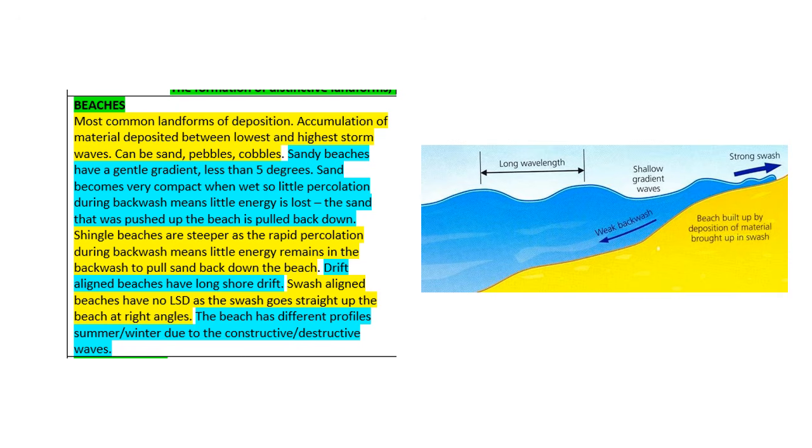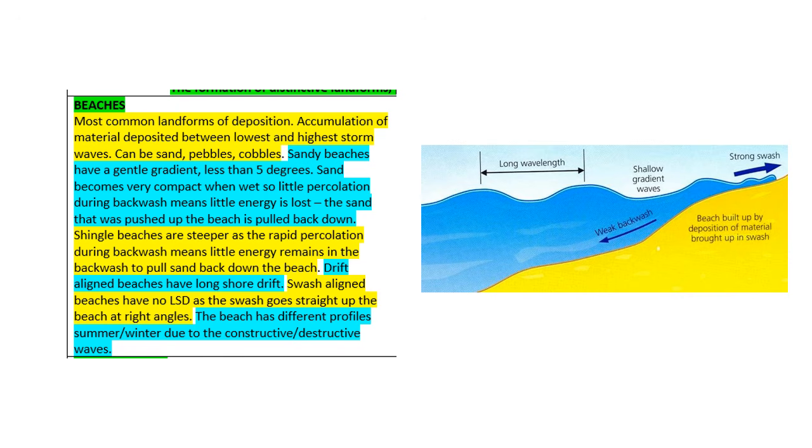Sandy beaches tend to be gentler gradients, and that's because the sand becomes very compact when it's wet, so you don't get much in the way of percolation. So the swash comes up and pretty much the same amount of water goes back down again with the backwash.